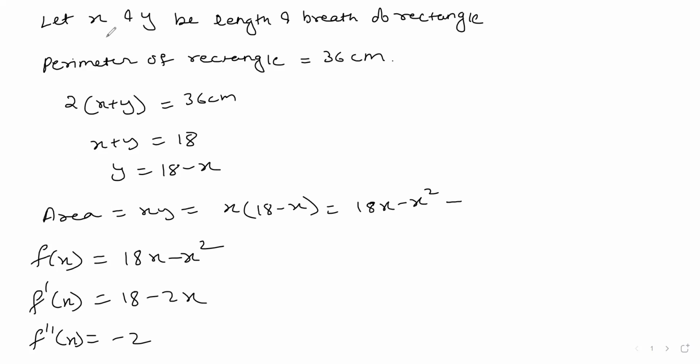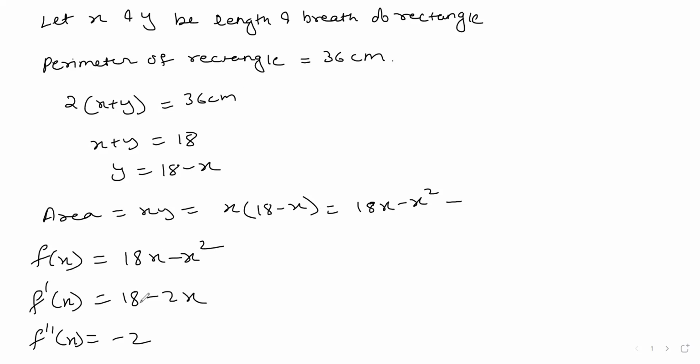So we have taken length and breadth to be x and y. So perimeter is 36 because the length of the metal wire was 36. So perimeter 2 into x plus y is 36. X plus y is 18. Y is 18 minus x. Area is x into y, so x into 18 minus x, 18x minus x square. F of x is this. This we need to maximize.